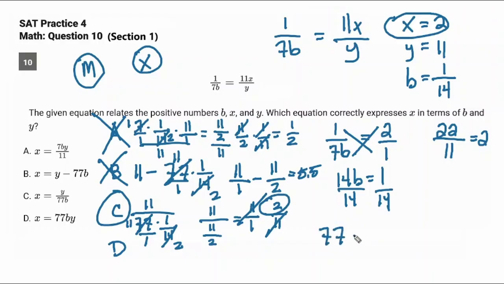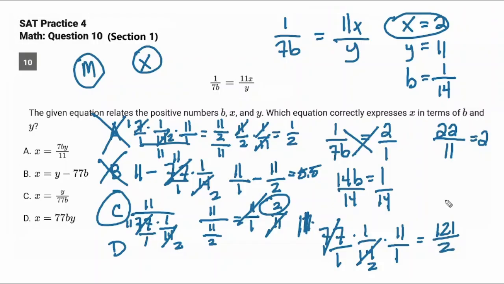If you want to check D, by all means go ahead. 77 times 1 over 14 times 11. All right, so divide by 7, this becomes 11. So it's 11 times 11, which is 121 over 2. Guys, that ain't 2. When you plug in, you know you're right.